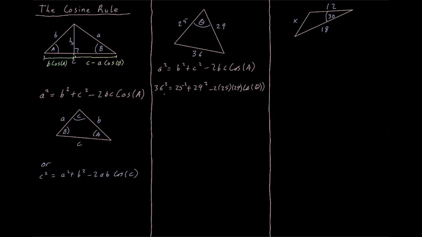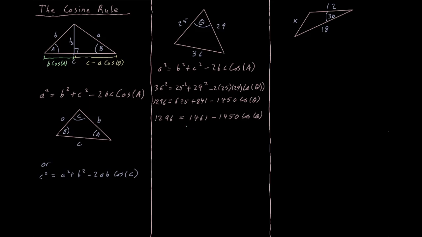So I just need to be careful. I'm going to square all of these things individually and work carefully through my numbers because they get quite big and awkward. So I'm just going to start working down through. 36 squared is 1296, 625. I'm going to write this out and just tidy it up.